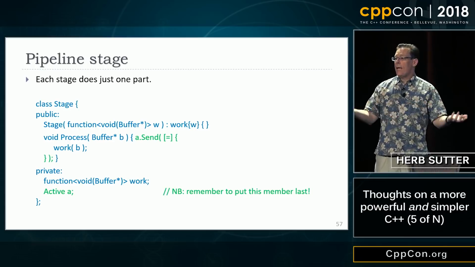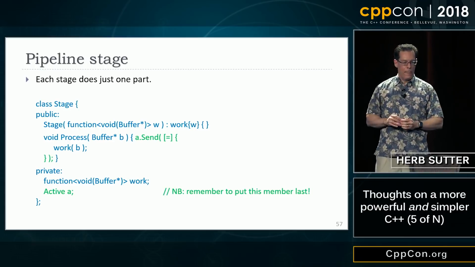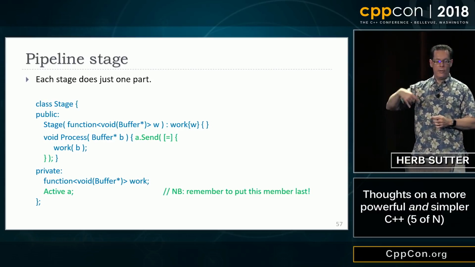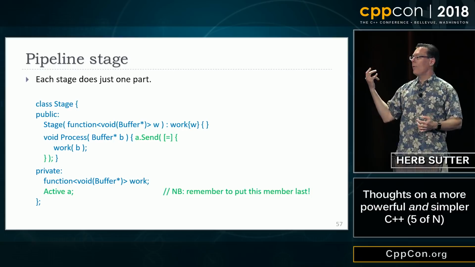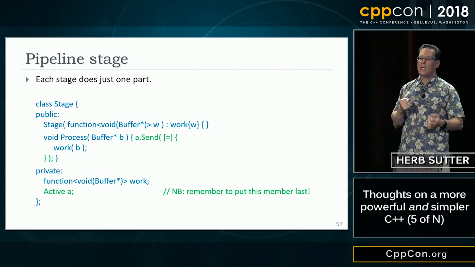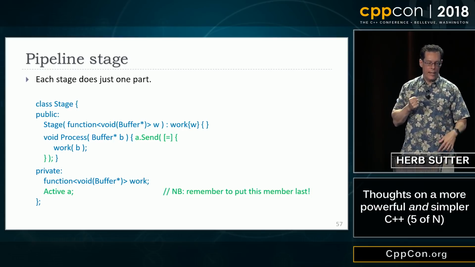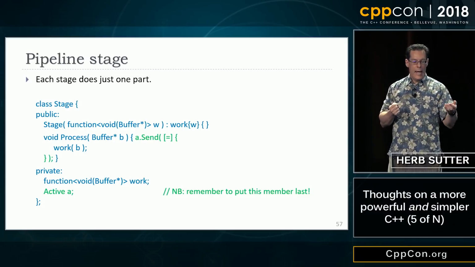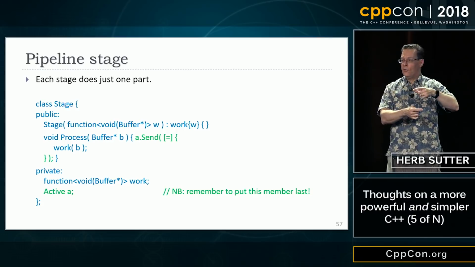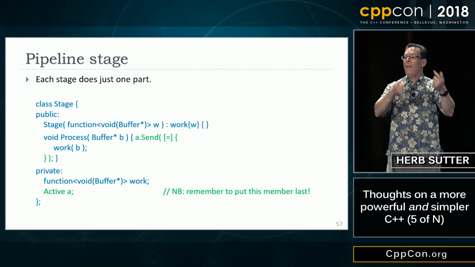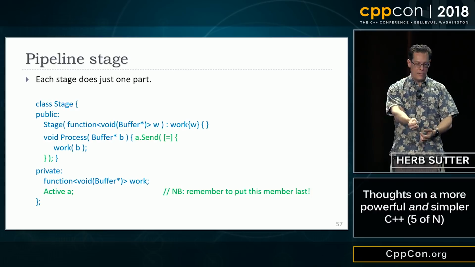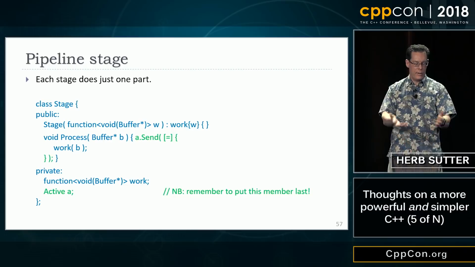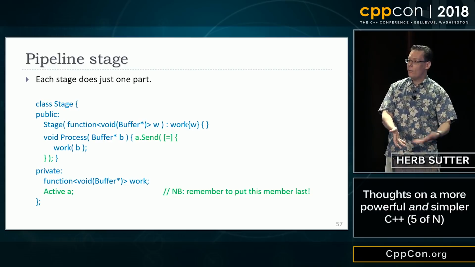You just write a stage. So here's the generic stage. It's just going to take a function, some function that takes a buffer star and does something with it. I don't know what it does, just something that can take a buffer star and stores it. Then it has a process function, which notice follows this asynchronous pattern, and this is the message. It's an asynchronous message that does whatever that work is on this buffer. And then the private state is just, it stored its buffer, it stored its work function it's supposed to do, and an active object at the end.